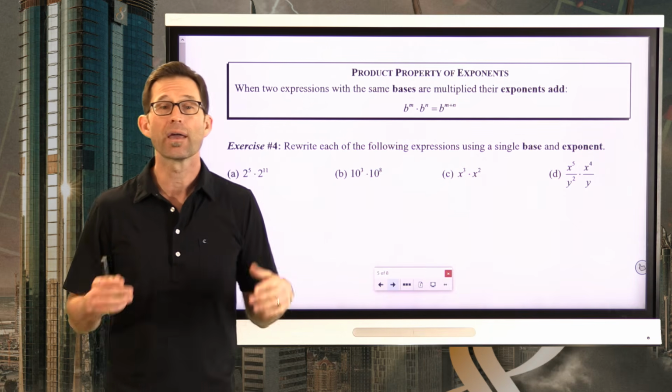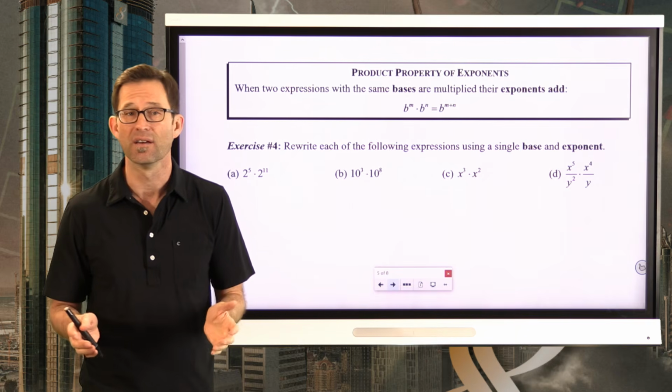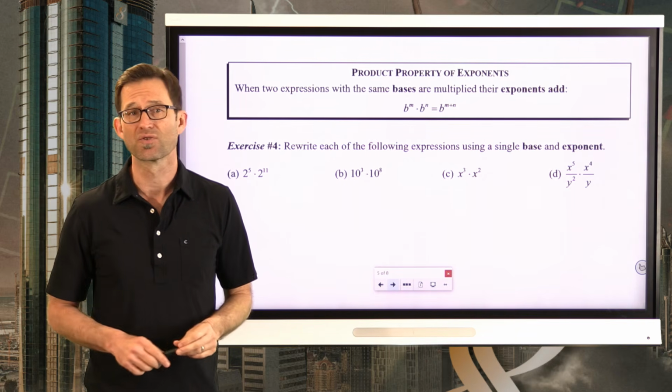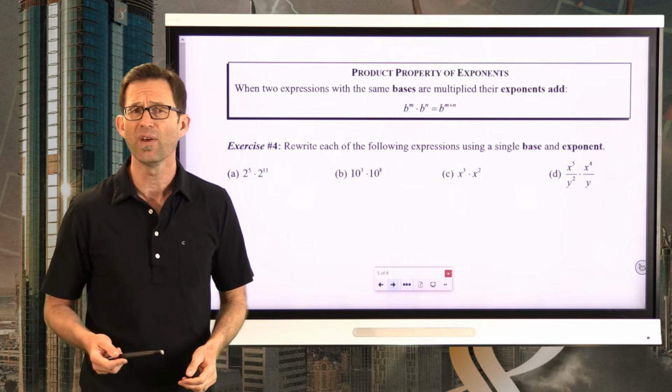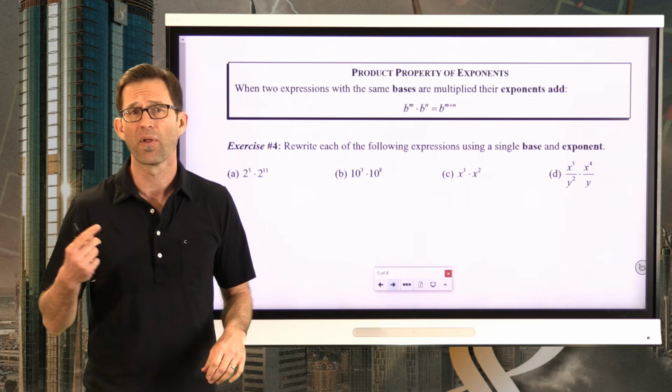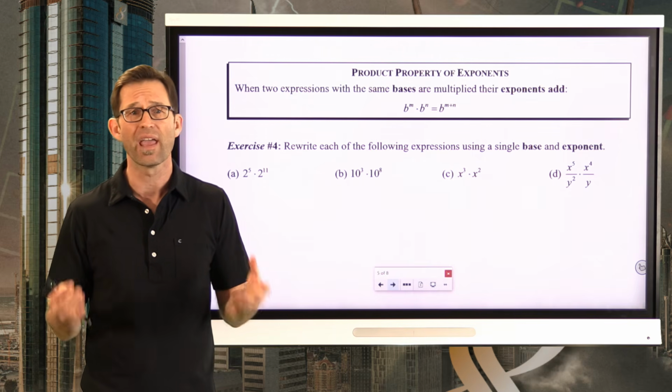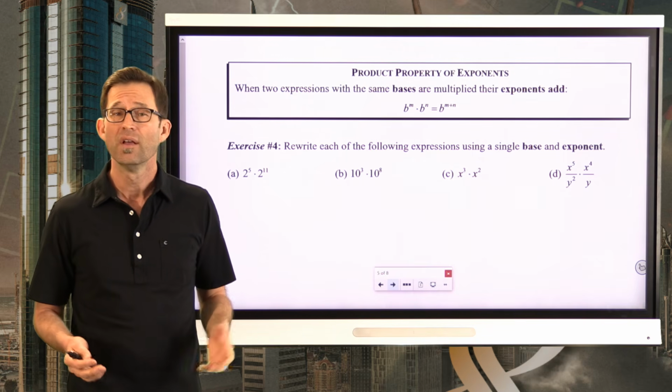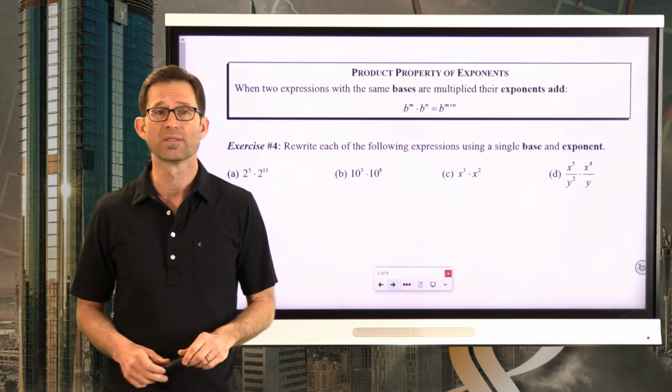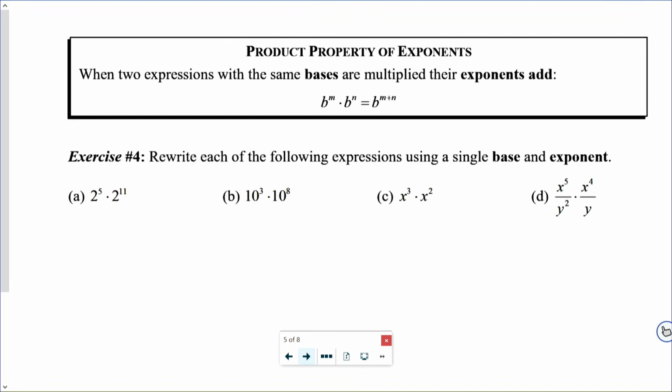And again, I hope that property makes sense to you, just as in that last exercise. 2 to the 3rd times 2 to the 5th, I've got 3 2's multiplying 5 2's. I've got a total of 8 2's multiplying each other. So this is simple. Let's take a look at exercise number 4. Rewrite each of the following expressions using a single base and exponent.